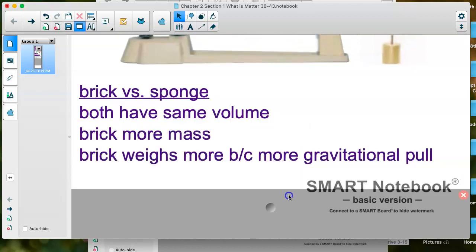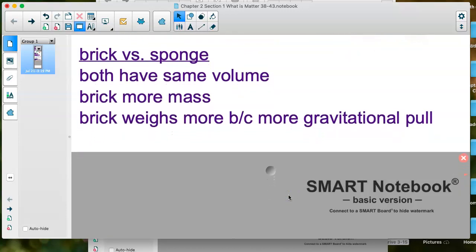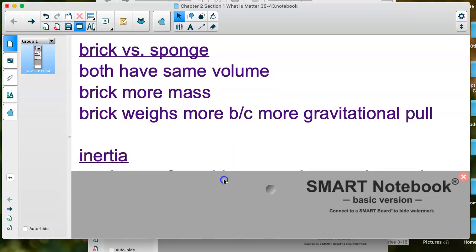All right, so we talk about a brick versus a sponge, right? Both have the same volume. They look the same on the outside. Length, width, and height is the same, but a brick has more mass, so it's going to have more gravitational pull. So that's important to note.